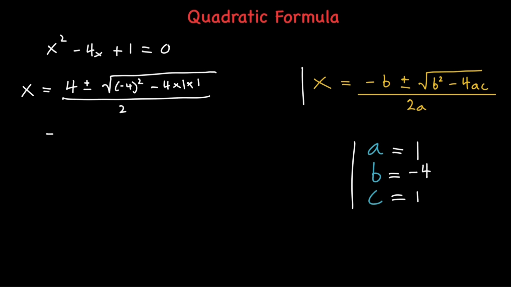And so now let's simplify this. X equals 4 plus or minus. Now the square root, minus 4 squared is minus 4 times minus 4. So two negative numbers multiplied together results in a positive number, which is the same as 4 times 4, and that's 16. Minus 4 times 1 is just 4. So that's what our square root now looks like. All that divided by 2.